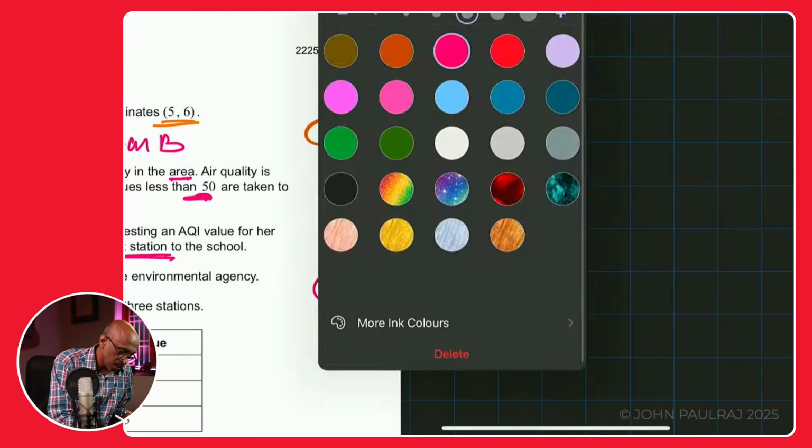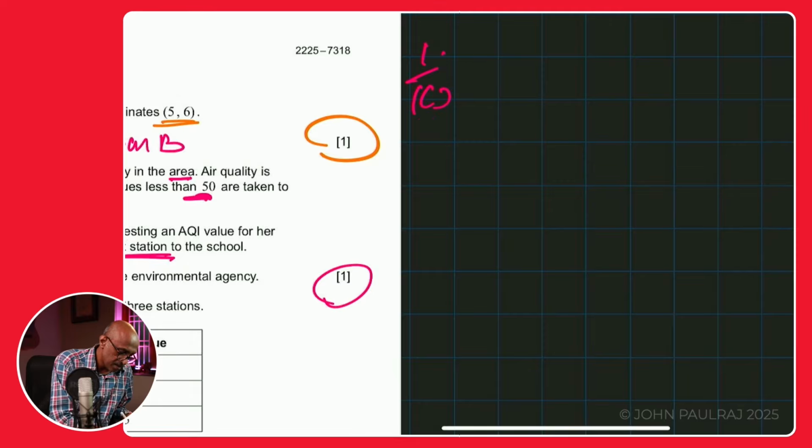So this is 1C, nearest, what's the spelling of nearest? I just kept writing neighbor. Nearest neighbor interpolation.